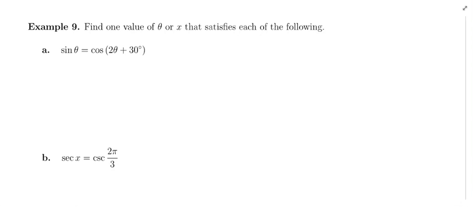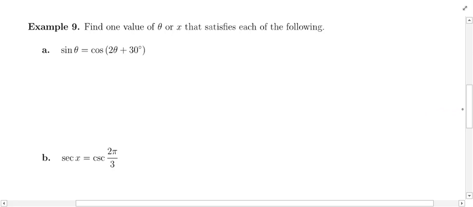All right, let's take a look at the one in part A. We are trying to find the value of theta that makes this true. The sine of theta is equal to the cosine of 2 theta plus 30 degrees. All right, so this could be a situation where you would use a cofunction identity to solve.